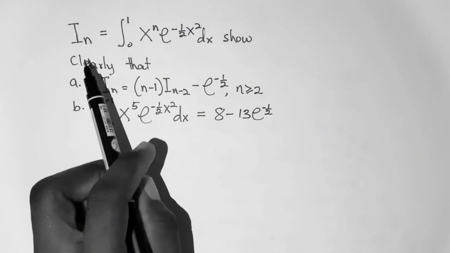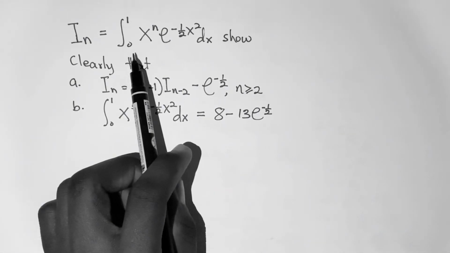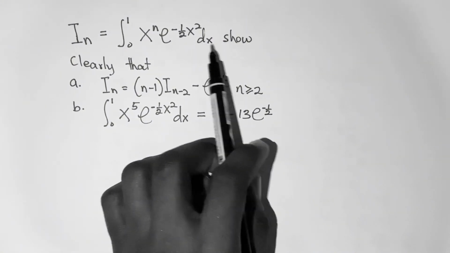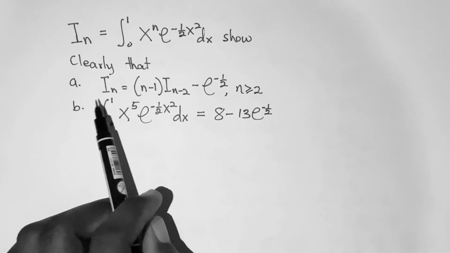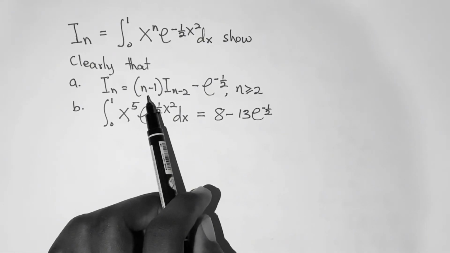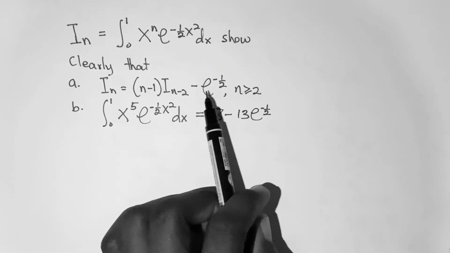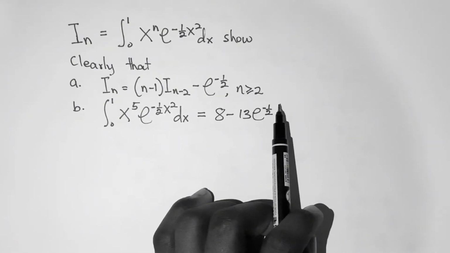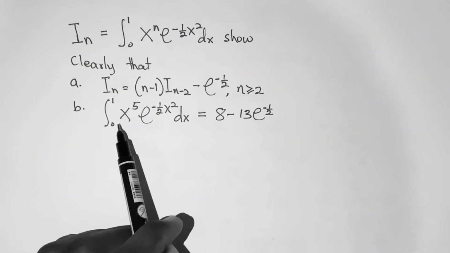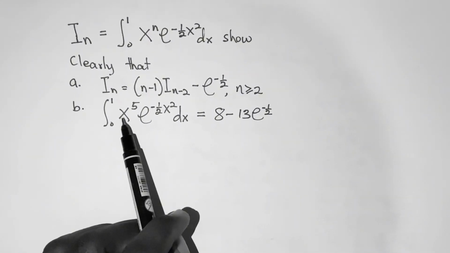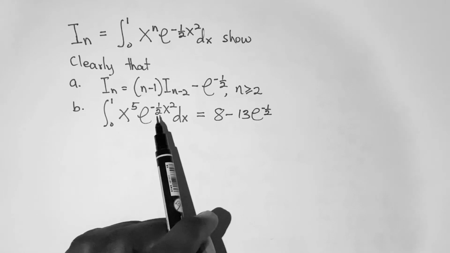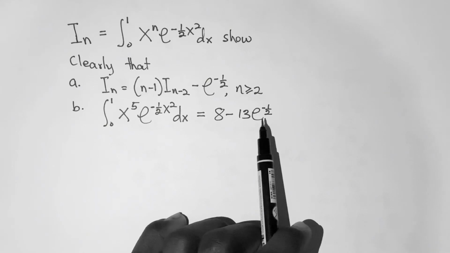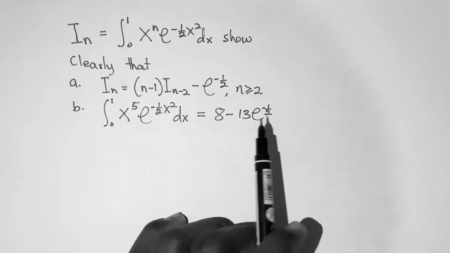So this other problem is I of n is equal to the integral from 0 to 1 of x^n e^(-1/2 x^2) dx. Show clearly that I of n is equal to (n minus 1) I of n minus 2 minus e^(-1/2), where n is greater than or equal to 2. And then part b, it says we should show that the integral from 0 to 1 of x^5 e^(-1/2 x^2) dx is equal to 8 minus 13 e^(-1/2).